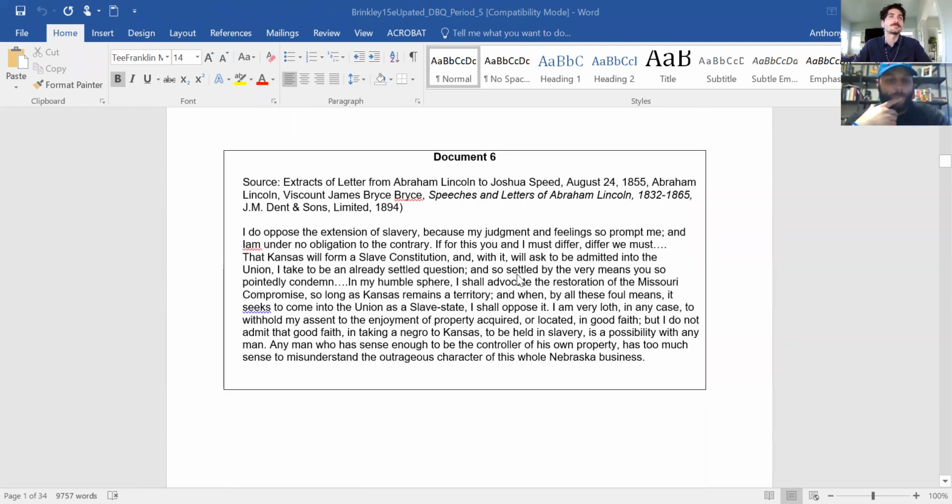Here's a link into Joshua Speed. It's a Lincoln letter, so you know where Lincoln stands on slavery. Right. And really, this would be even talking about Lincoln's views shifting over time, as many politicians' do. They're not the same the first day they take office and the last day that they take office.